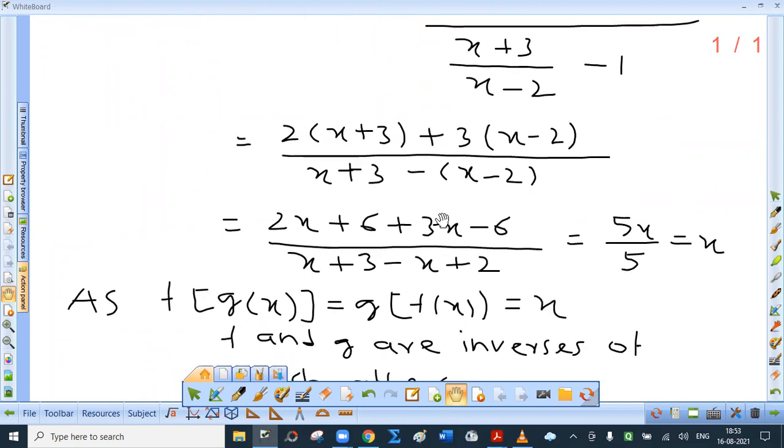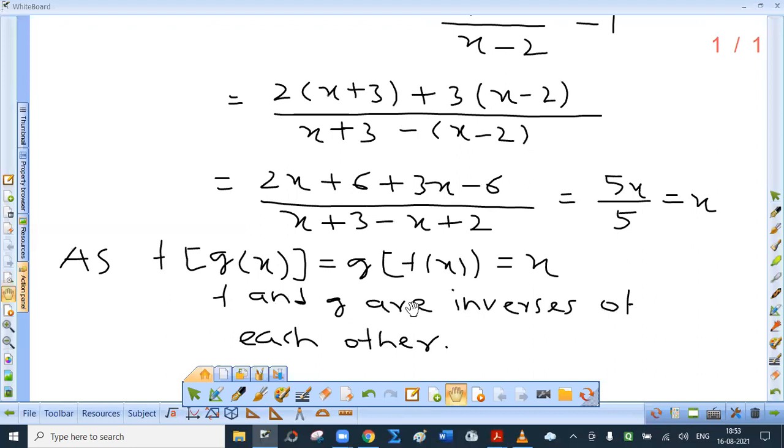After that, if you want full marks, you have to mention that as f of g of x is the same as g of f of x, equal to x, f and g are inverse functions of each other.